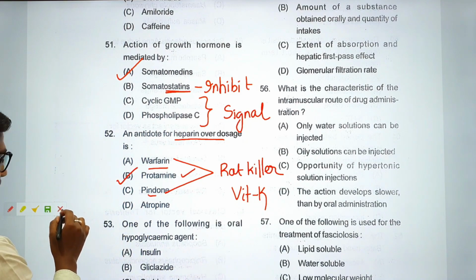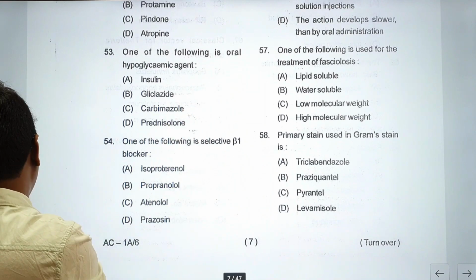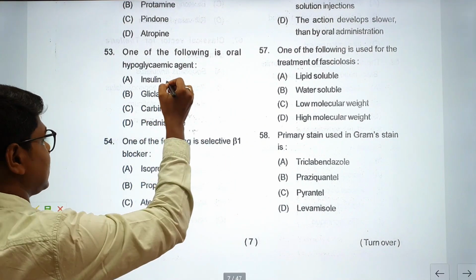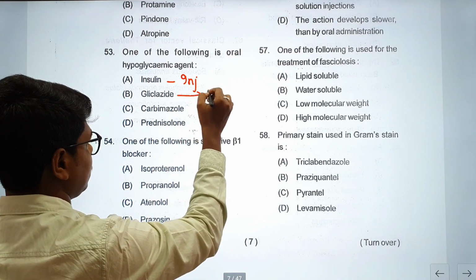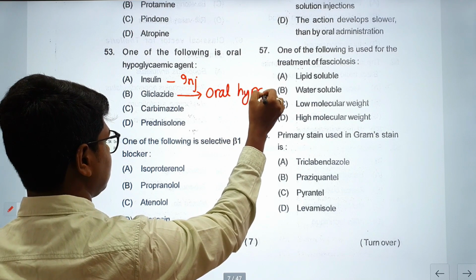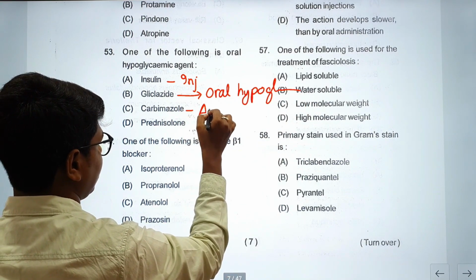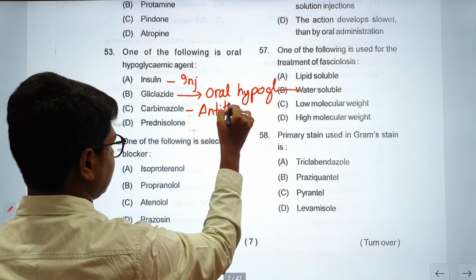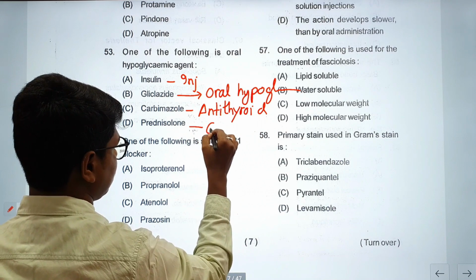Okay, next question. Question 53. One of the following is an oral hypoglycemic agent. Insulin is injectable. Glicazide, this one is an oral hypoglycemic agent. Carbimazole, this is an antithyroid agent. Prednisolone, you know, this is a glucocorticoid.